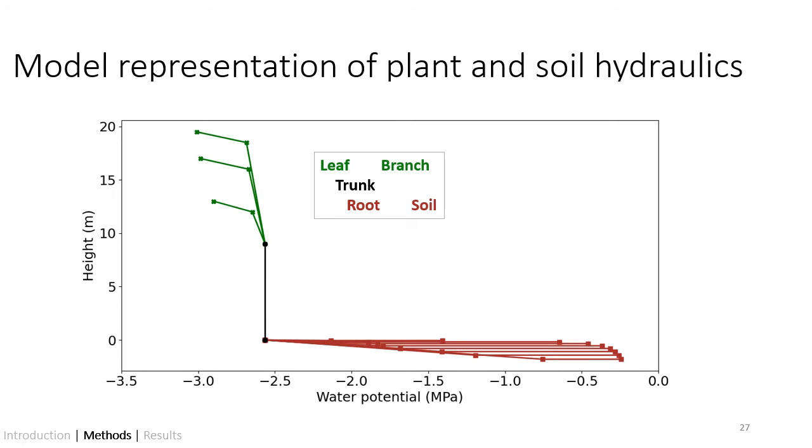Here's a schematic showing how the model represents a vegetation canopy. So you have 3 canopy layers, each of which has a leaf and a branch. You have a trunk, and you have multiple soil layers, each of which has a root water potential and a soil water potential.